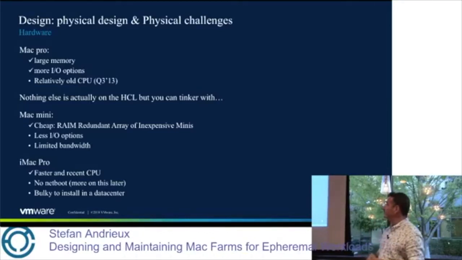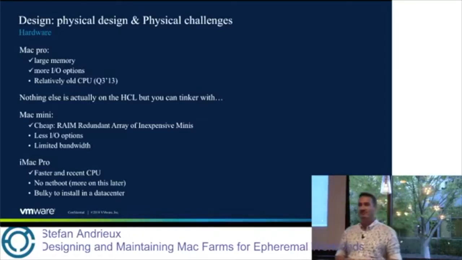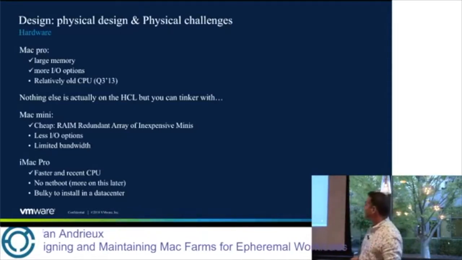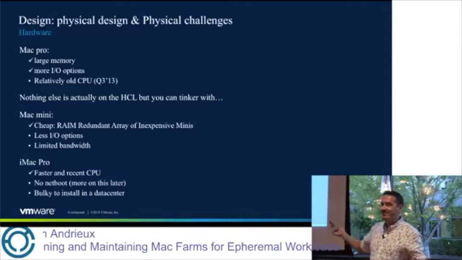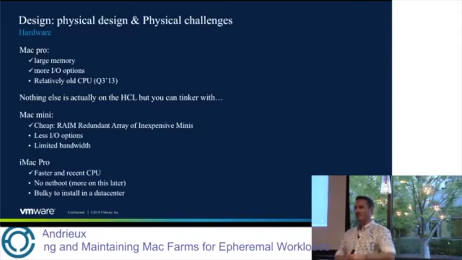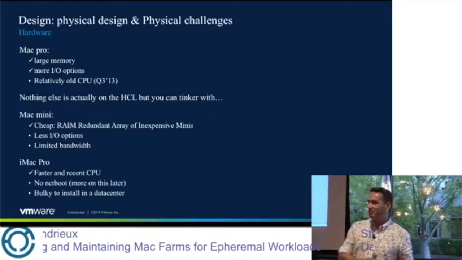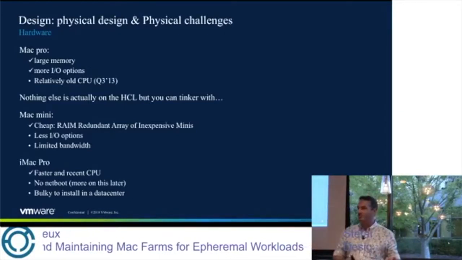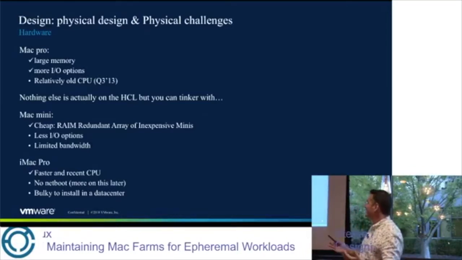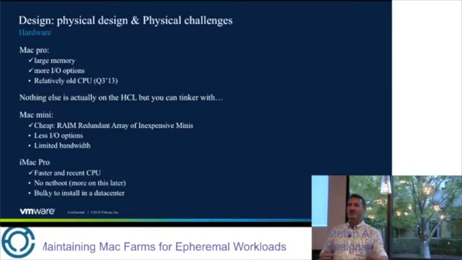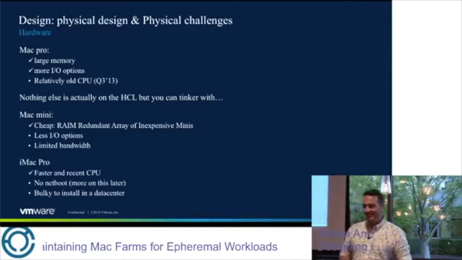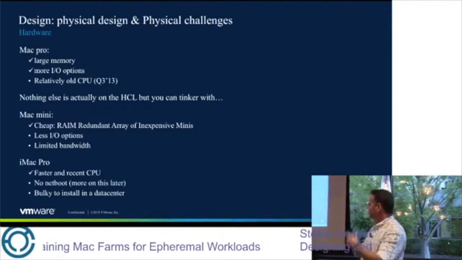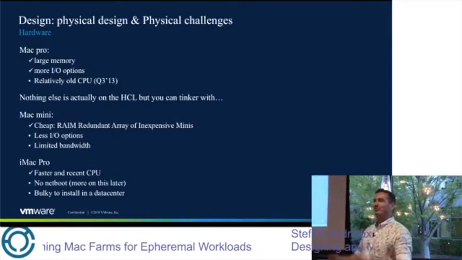And actually, if you look at the VMware HCL, that's the only option you have. So you can run on Mac Pro, or you can tinker. So you go out of what is supported by VMware. It's working, it's just not supported. You can go with the Mac Minis. The Mac Mini is super cheap. You can build what I call a RAIM. It's a redundant array of inexpensive minis, the Mac Mini equivalent of the RAID disk array. So you can get a load of them for a reasonable amount of money.